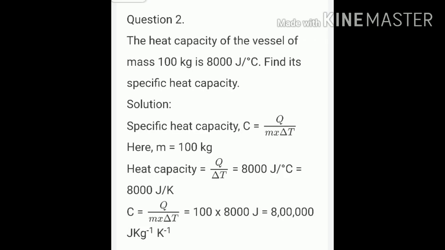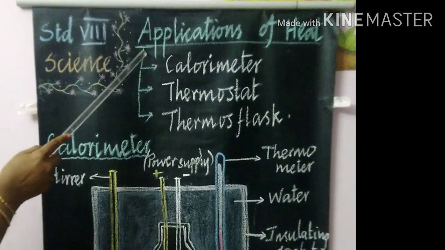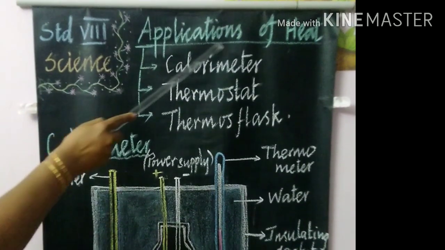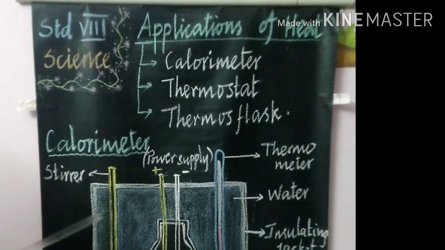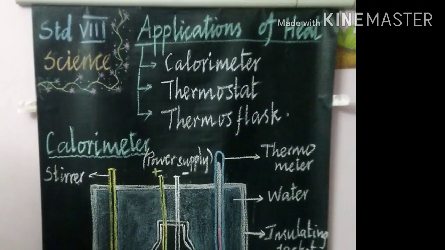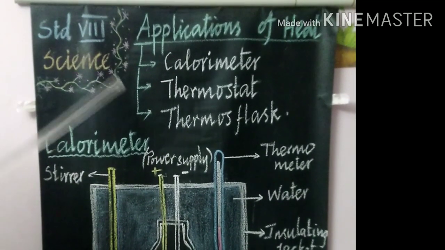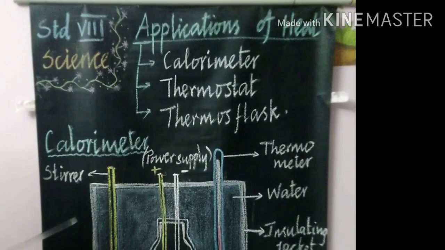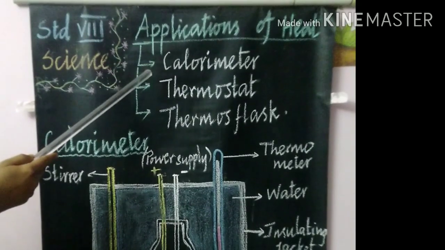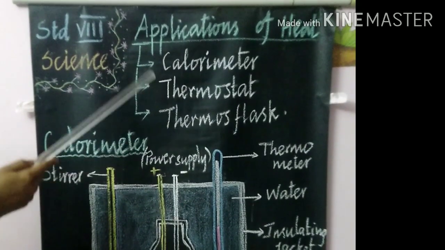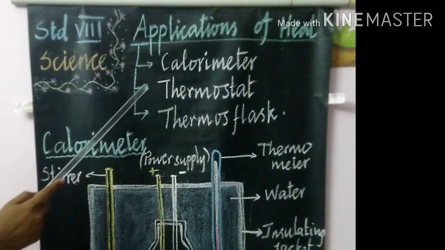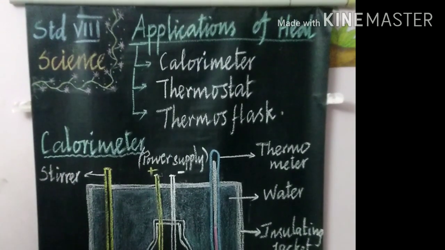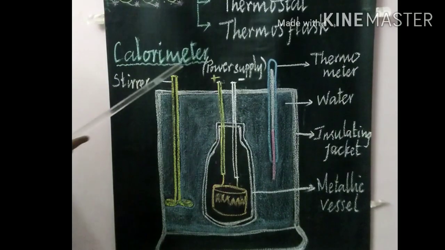You can note it down in your notebook. In today's class we are going to see applications of heat. Heat, also known as thermal energy, is an important source for our life. It is used in many fields and equipment. Today we are going to see three main applications of heat. Number one, calorimeter. Second one, thermostat. Third one, thermos flask.